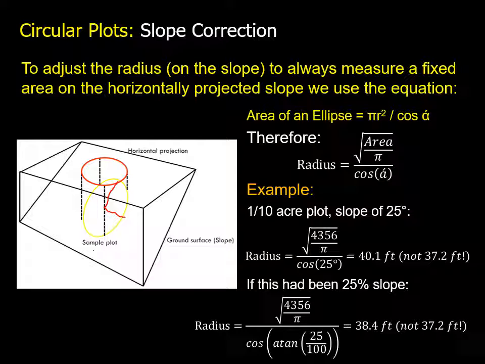If this had instead been a 25% slope, we would have to convert this 25% into the degrees it represents by taking the inverse tangent of 25 over the base distance for a percent of 100. This now would give us a new radius of 38.4 feet instead of 37.2 feet.